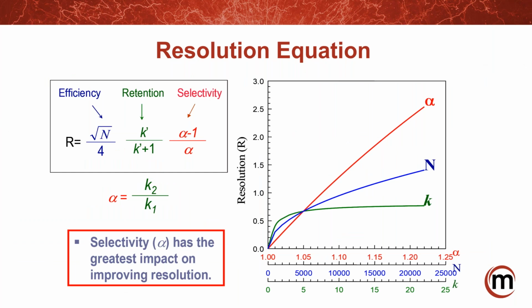So at the end of the day, one part of it is the efficiency. Obviously, that's something you can easily control by reducing the particle size. These products are commercially available in 5, 3, and 1.7. But the selectivity is really the key to resolution. The impact on it tends to be almost linear with resolution.